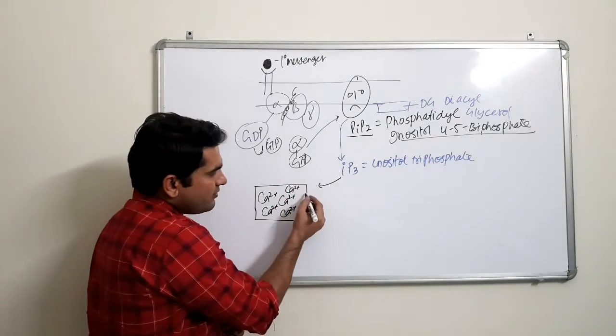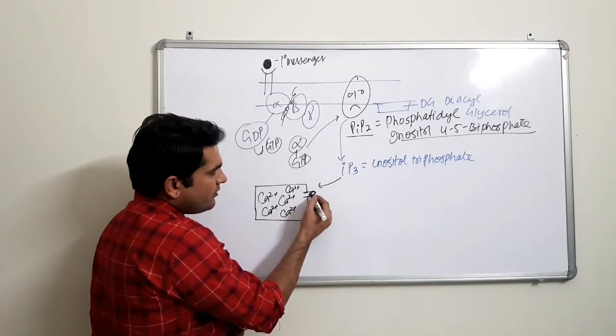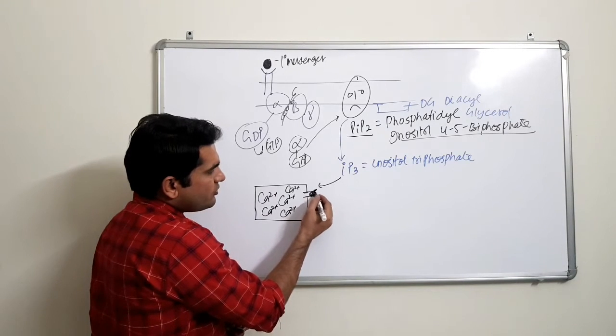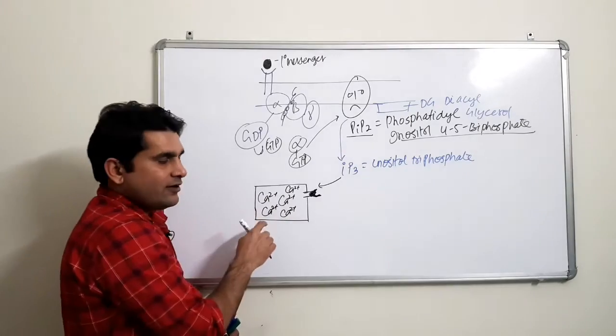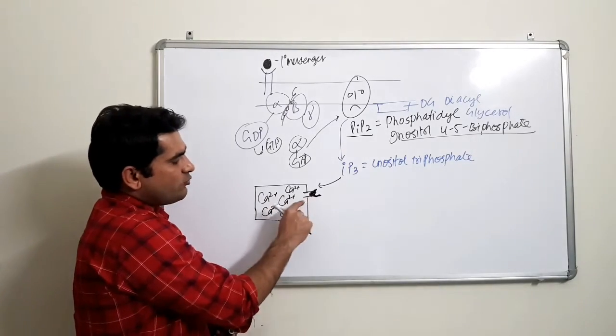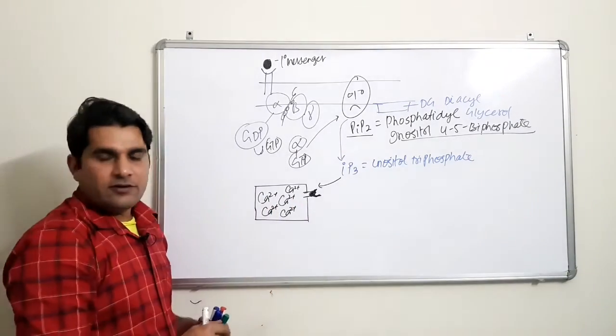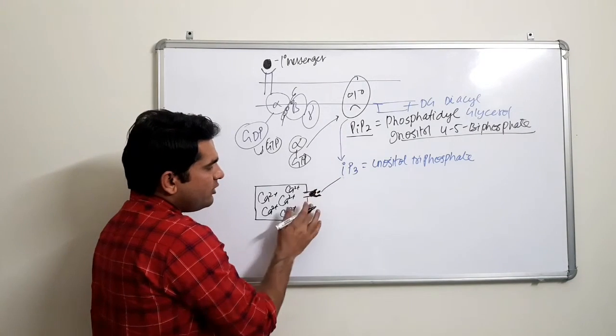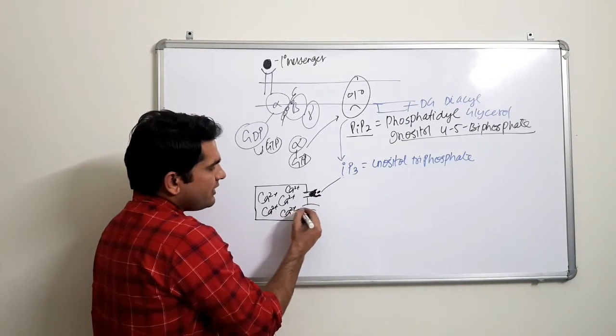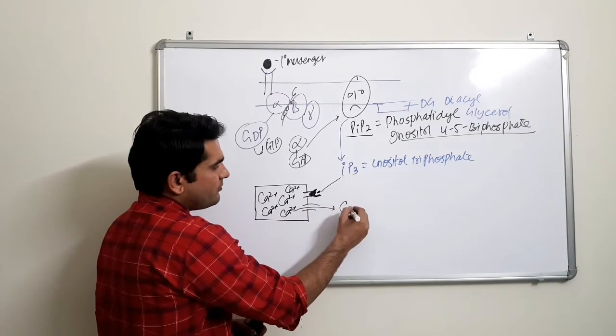And there is a channel here, and this channel has a receptor for IP3. So right now calcium channels are blocked, and calcium is willing to go outside, but it is not allowed to go outside. So this IP3 comes and binds here, and after binding of IP3, what happens? Calcium comes into the cytoplasm.